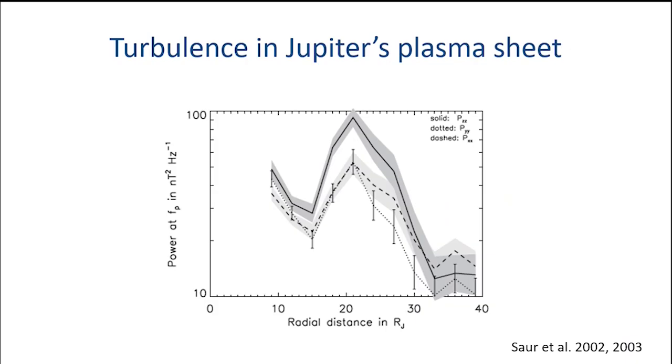When we started to look at turbulence, we also looked at the amplitude of the turbulent fluctuations. In Jupiter's magnetosphere, we see that they maximize between 15 and 30 RJ. This is where the corotation breaks down. And we think the breakdown of the corotation is related to these wave packages, because they communicate information and momentum between Jupiter's ionosphere and the plasma sheet.